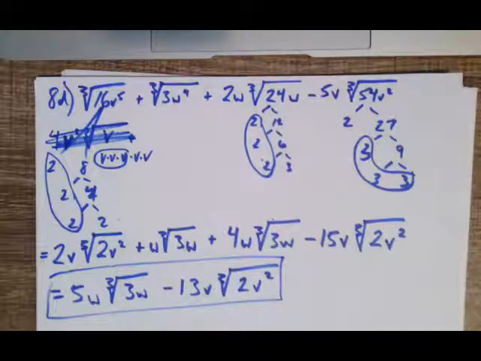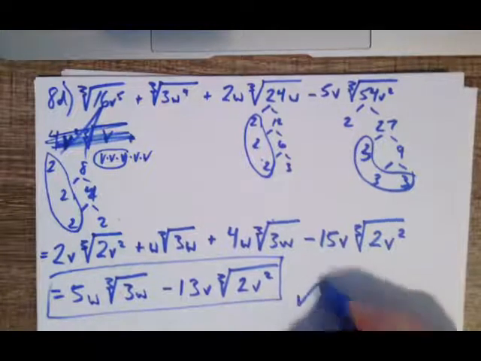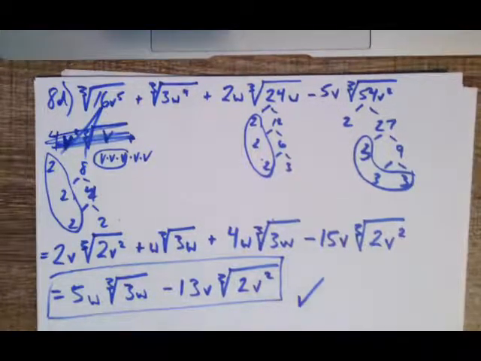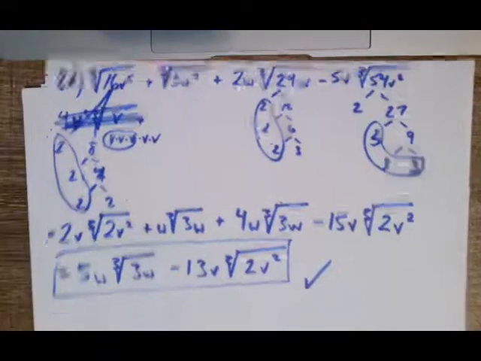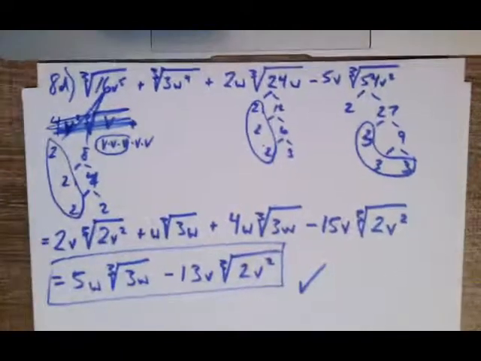Number 8D. Negative 13V. 5W cube root 3W. Yes. Yes. Hopefully that makes sense. I keep thinking I'm taking it way too fast, but I guess you can just pause it.